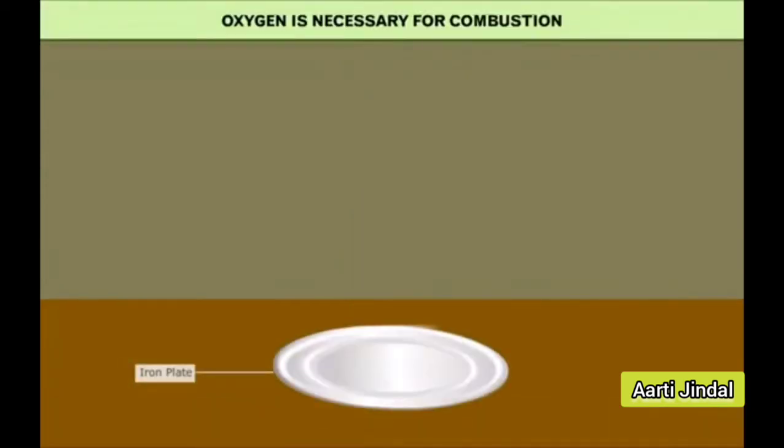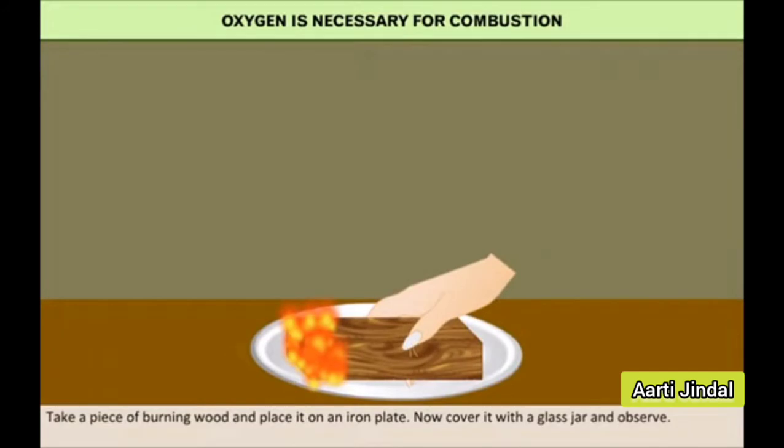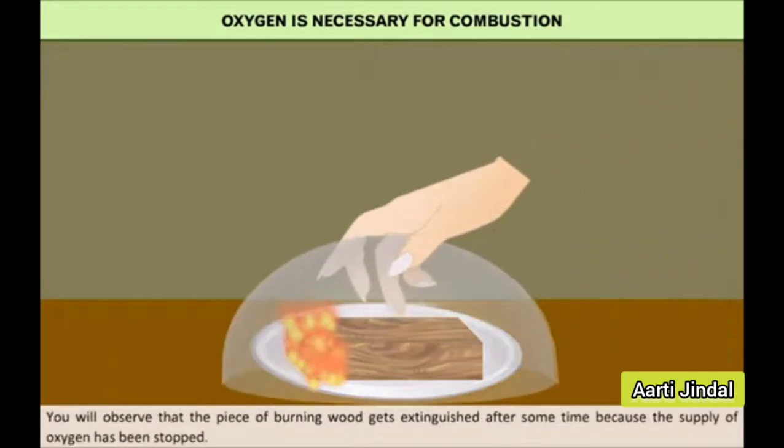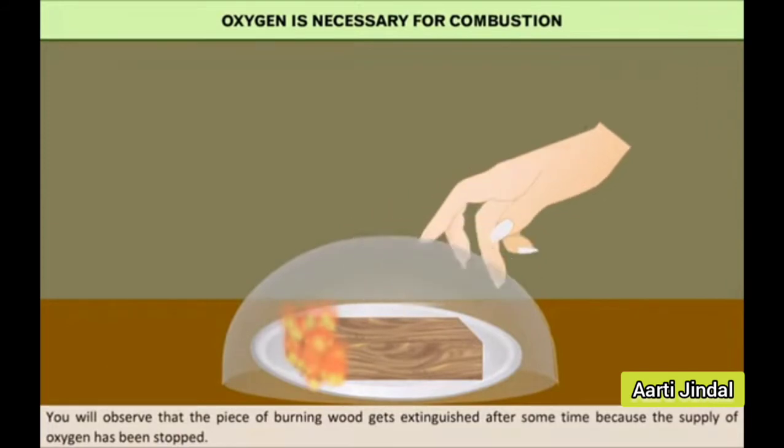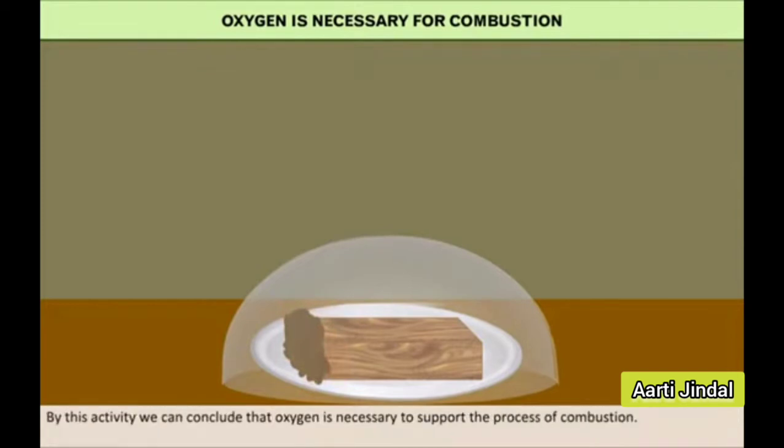Combustion. Let us do an activity to demonstrate that oxygen is necessary for combustion. Take a piece of burning wood and place it on an iron plate. Now cover it with a glass jar and observe. You will observe that the piece of burning wood gets extinguished after some time because the supply of oxygen has been stopped. By this activity, we can conclude that oxygen is necessary to support the process of combustion.